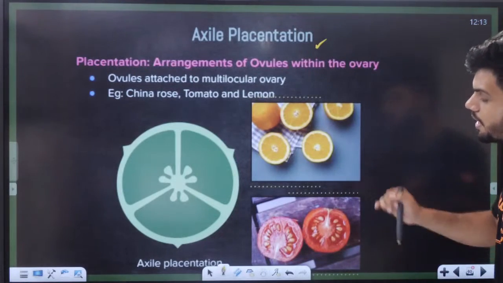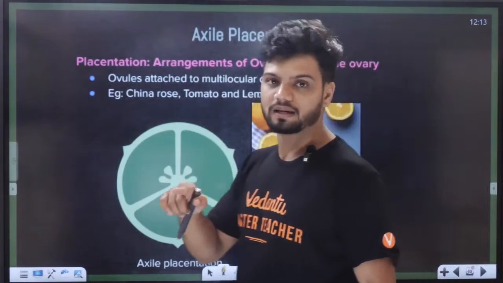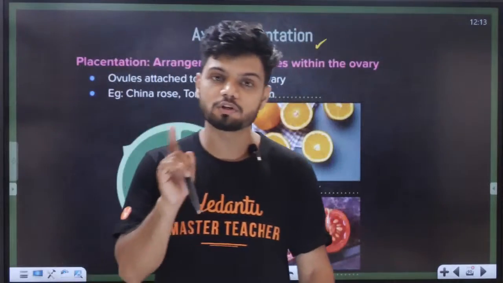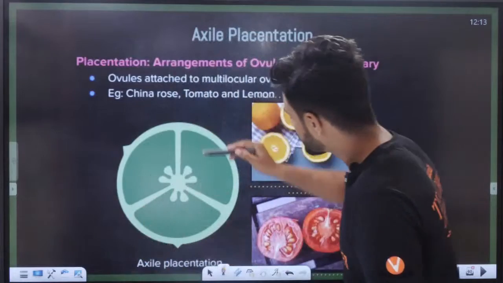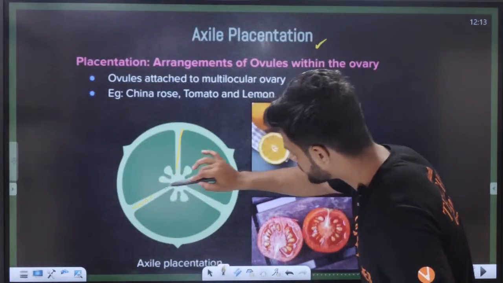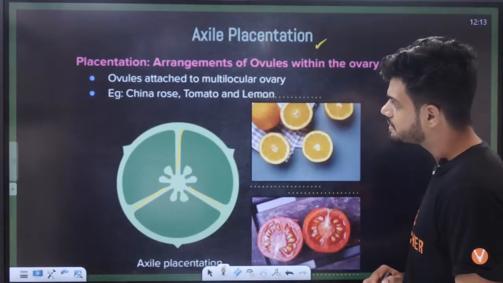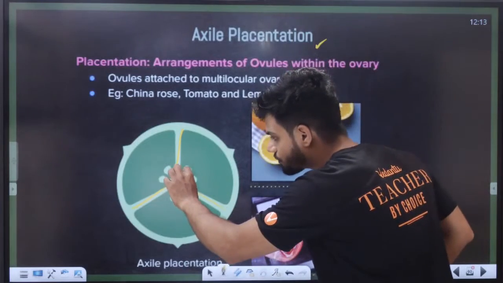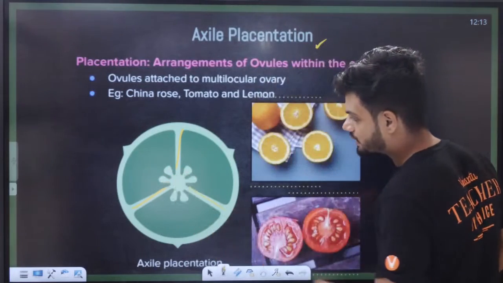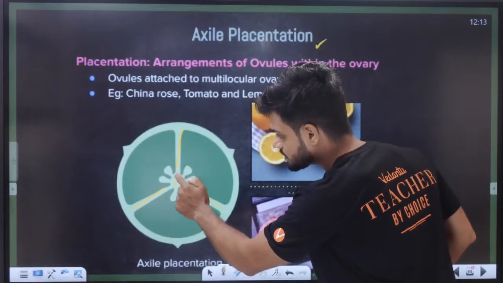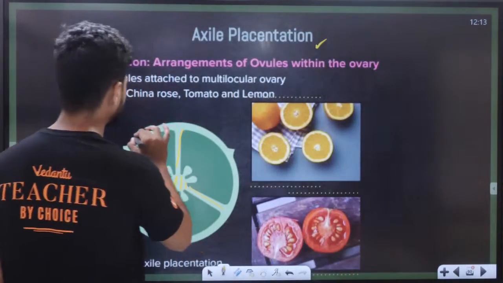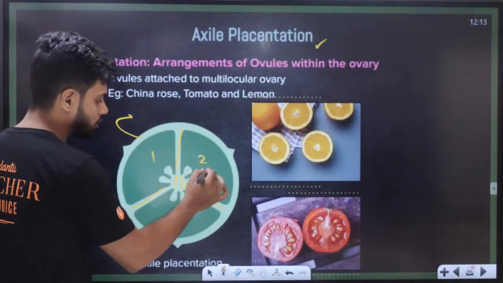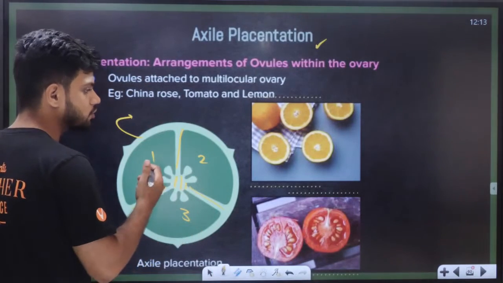Axial placentation is similar to parietal, but there is septa formation here. Can you see here? Septa formation is there. And every single time there is septa formation, all the ovules are towards the center, and the placenta also is towards the center. And here we usually have a multilocular ovary. See, one locule, second locule, third locule, multiple locules.